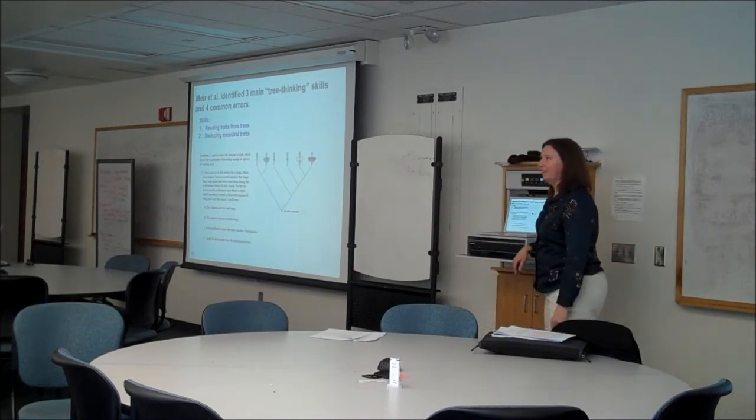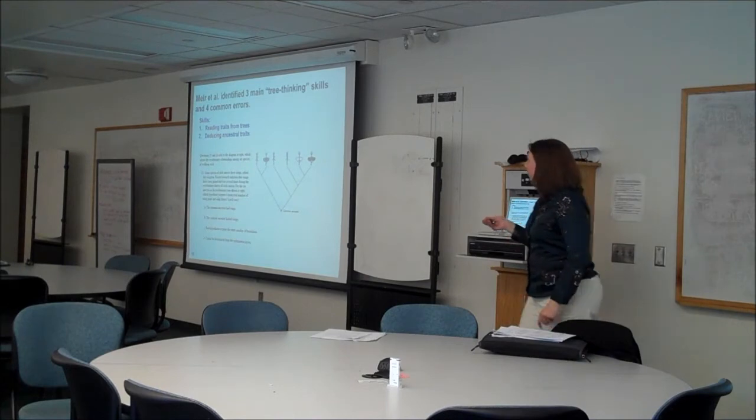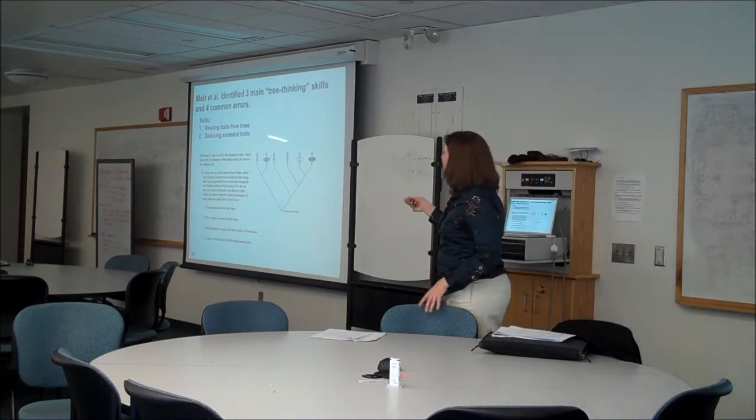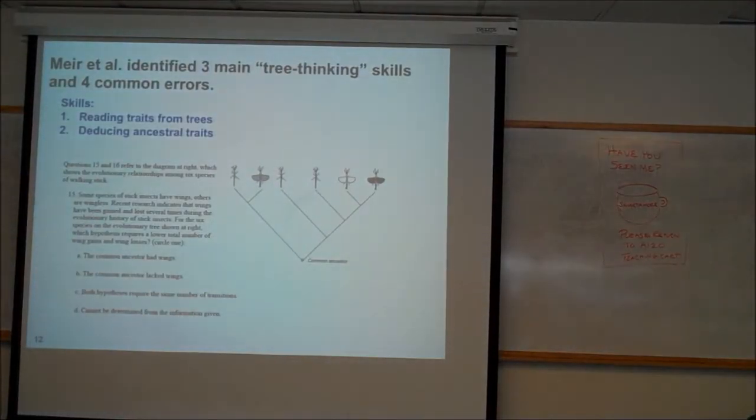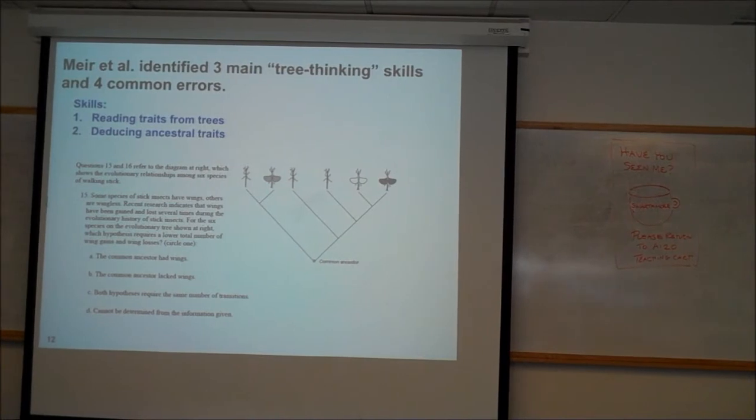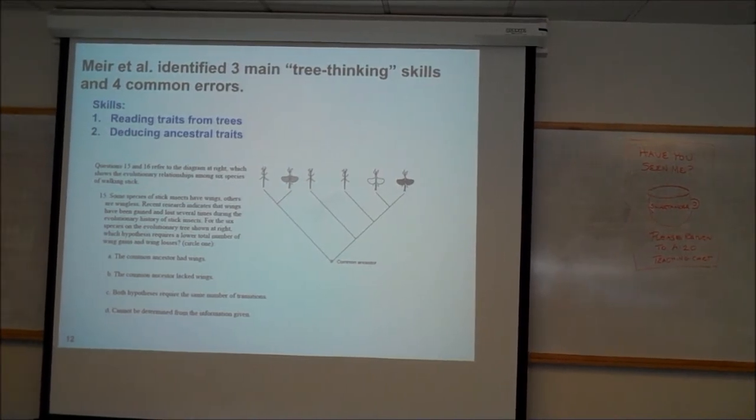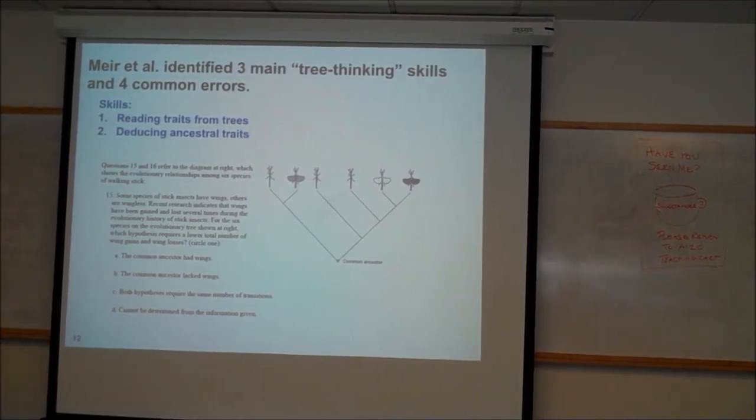I love it. Okay. So this is the other one that Mike mentioned, deducing the ancestral traits. Can you look at a diagram, you could have pictures here, you could have information, data here, but can you figure out some characteristics likely to be present in the common ancestor?